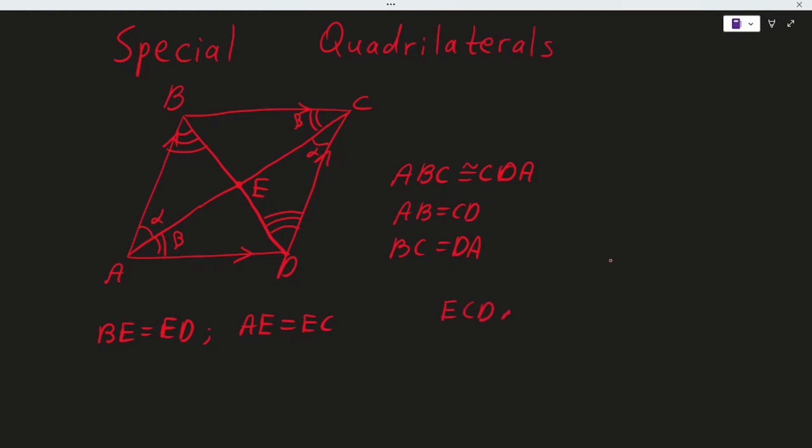ECD will be congruent to EAB, which clearly means that EC equals EA and ED equals EB.